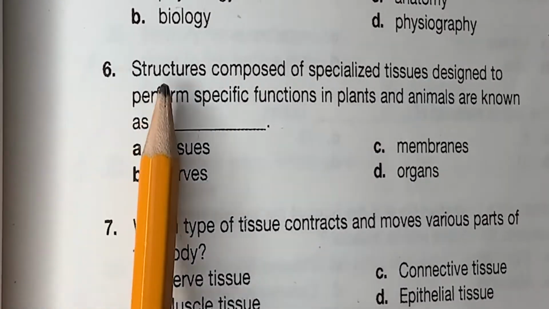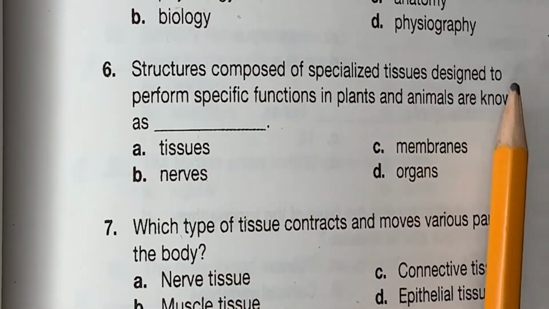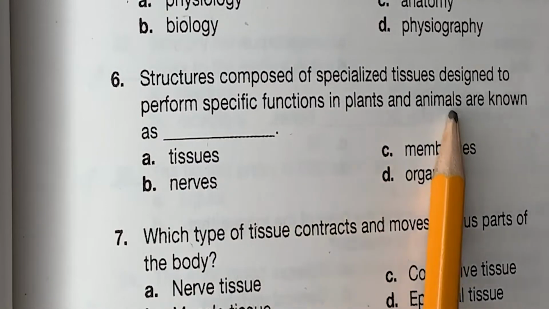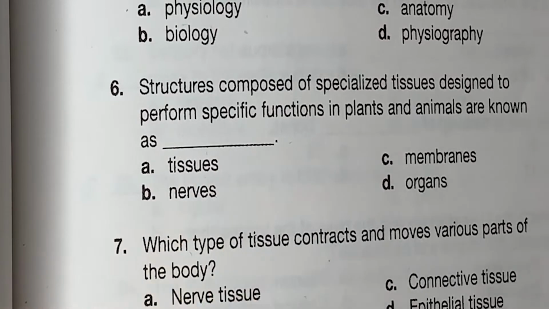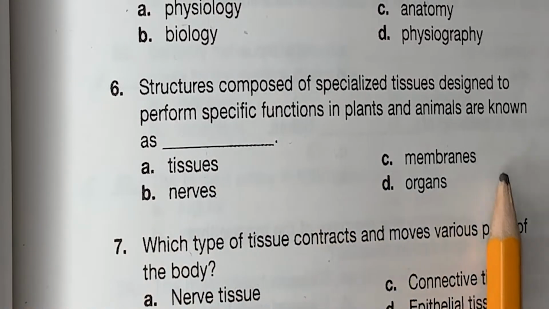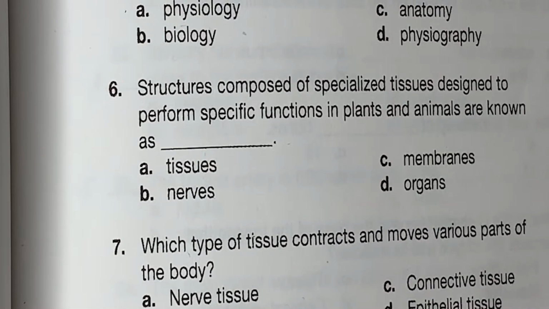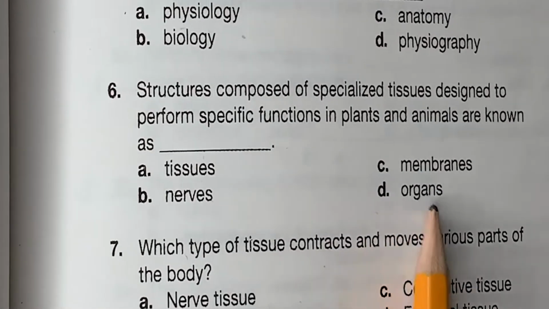Number 6, structures composed of specialized tissue designed to perform specific functions in plants and animals are known as blank. A, tissues. B, nerves. C, membranes. Or D, organs? And your correct answer is D, organs.